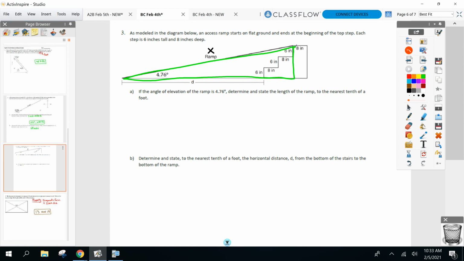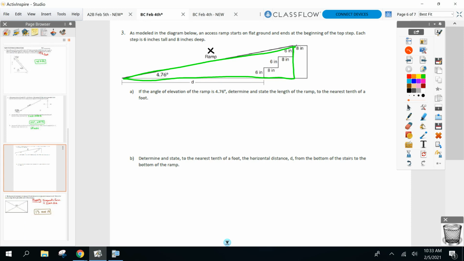You're allowed to do that? Why not? I have to, Sophia, right? Because using the diagram as a whole isn't going to get me anywhere. I wouldn't be able to find the ramp using that whole diagram because I don't have a right triangle.